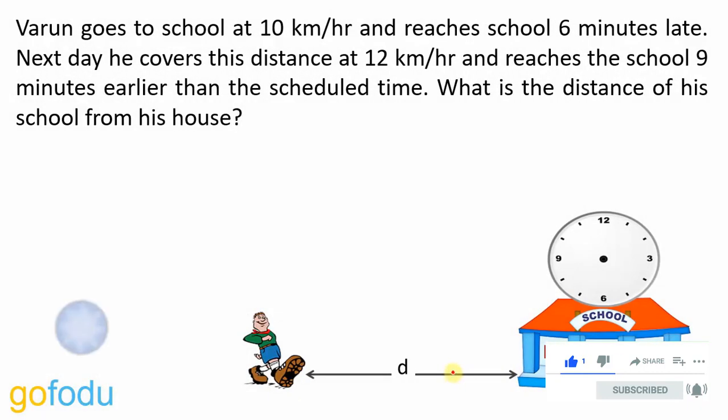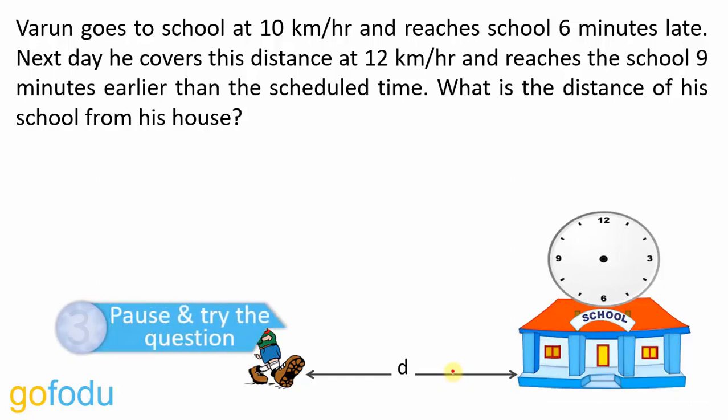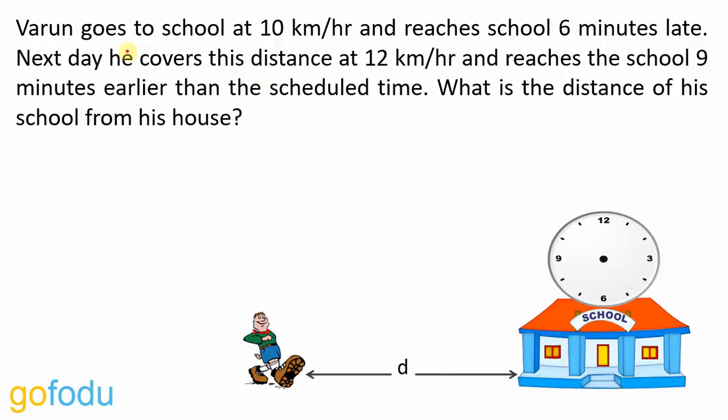Just go through it once. Okay, Varun goes to school at 10 km/h. If he goes slow, he reaches late. If he goes fast at a speed of 12, he reaches 9 minutes early. We have to find the distance of his school from his house, which we have taken as D.